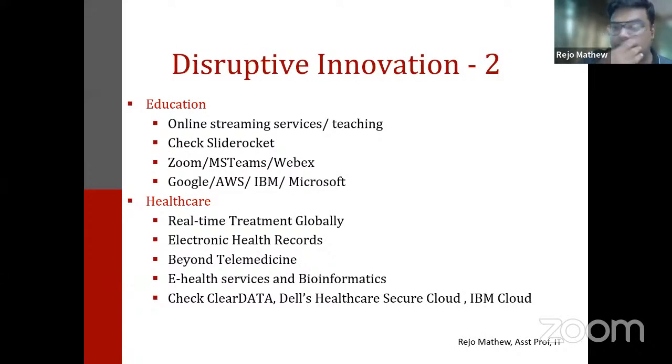And finally, we have healthcare. If you look at cloud, one of the important advantages we have, especially in the healthcare domain, is real-time treatment. Earlier, if you were in a particular part of the world or a particular area, you had to come to the city or to a particular location to get treatment. But now we have telemedicine, we have digital health records.